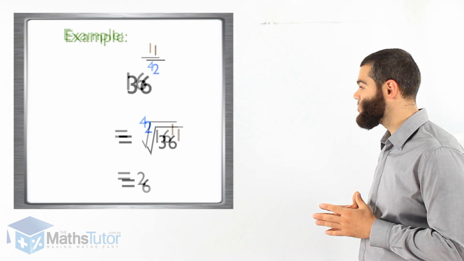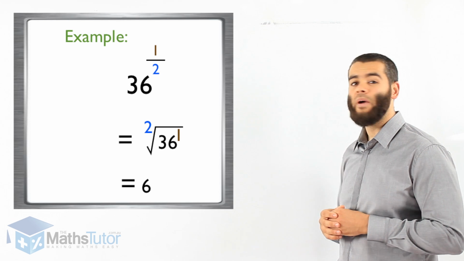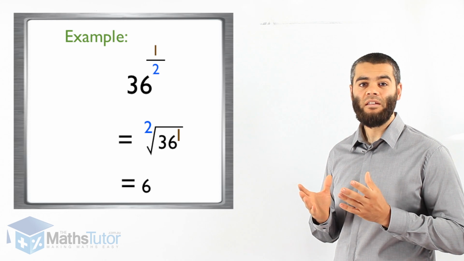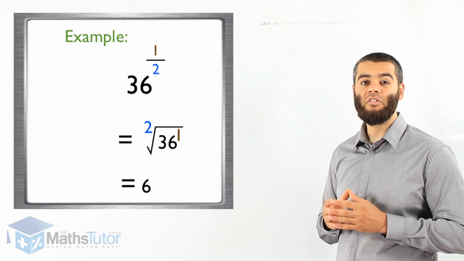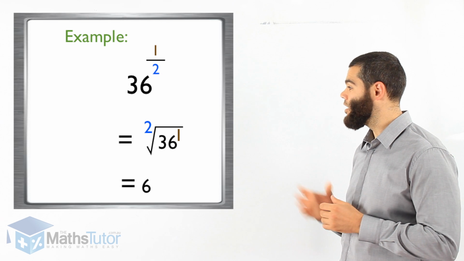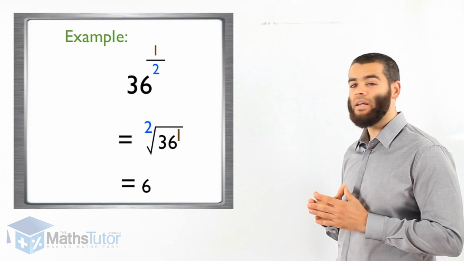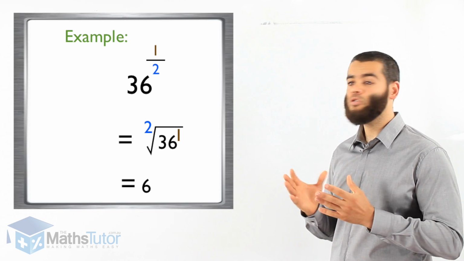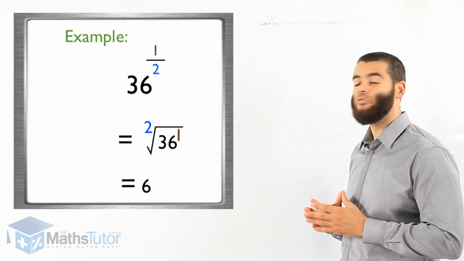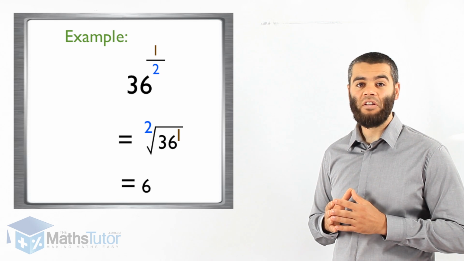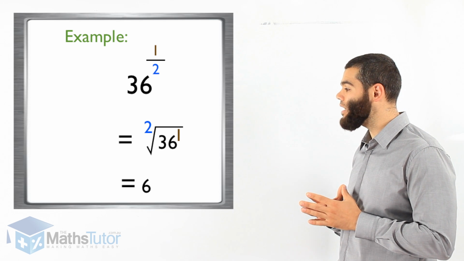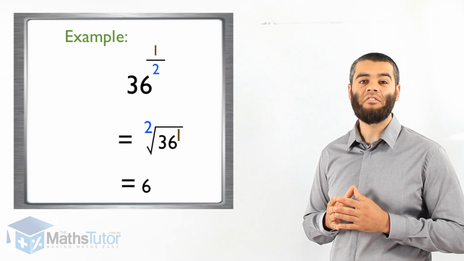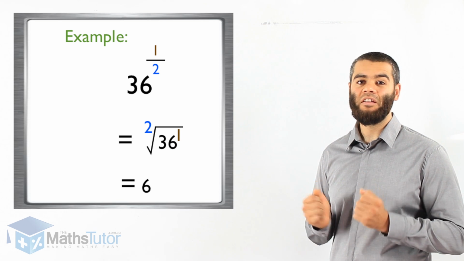Another example. 36 to the power of a half. So again, we have an indice, a power, which is a half. How do we write it? We know the denominator goes outside the root sign, so 2 root 36 to the power of 1. In our calculator, we can put it in straight away, and we know the answer is 6. Square root 36 is 6.